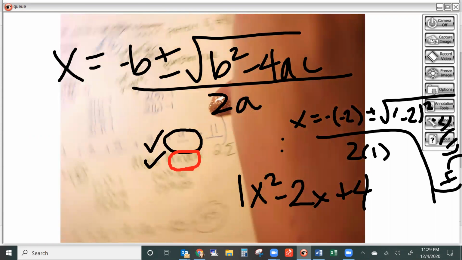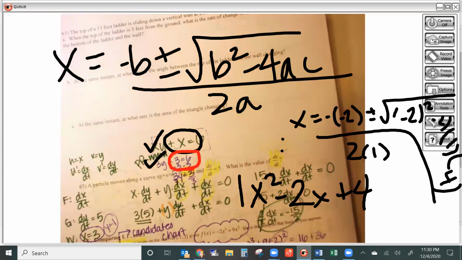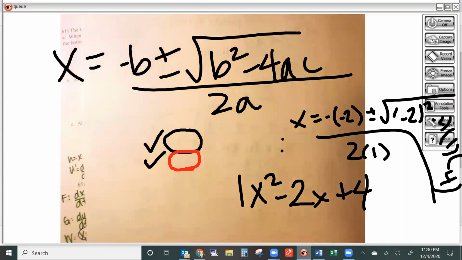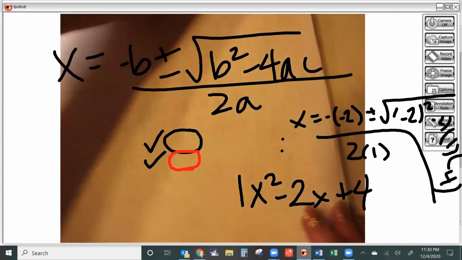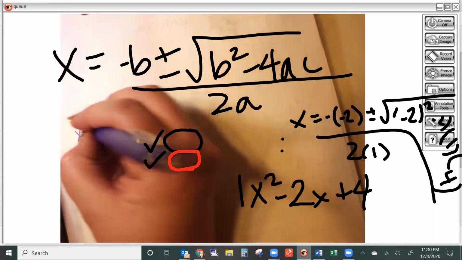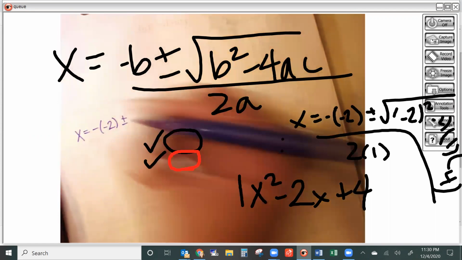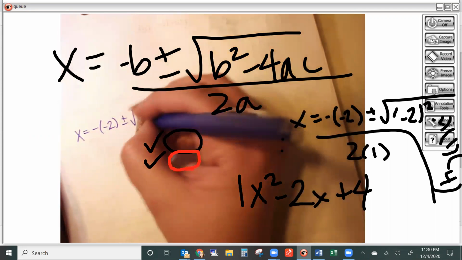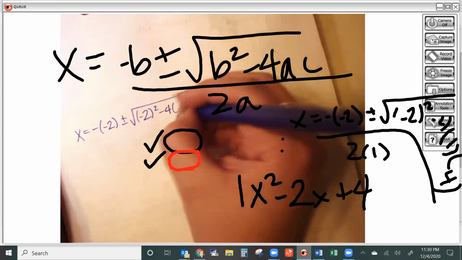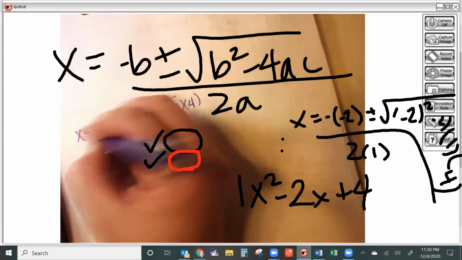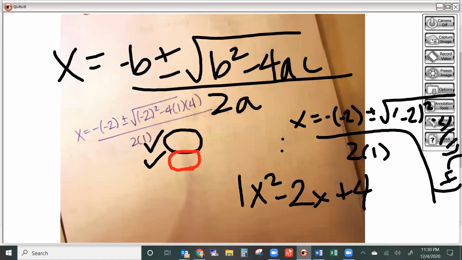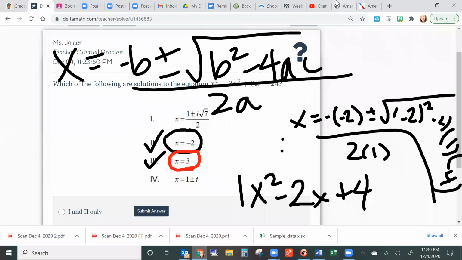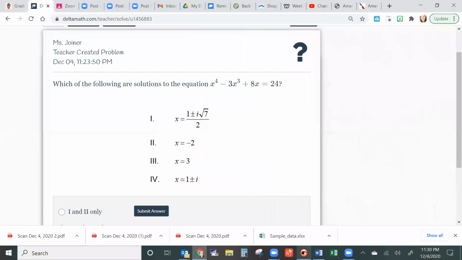So I have x equals -2. I'll erase all the writing in a sec. Plus -2 squared minus 4 times 1 times 4 all over 2a, which is 2 times 1. Now remember, we already decided earlier that x equals -2 and x equals 3 are both solutions.